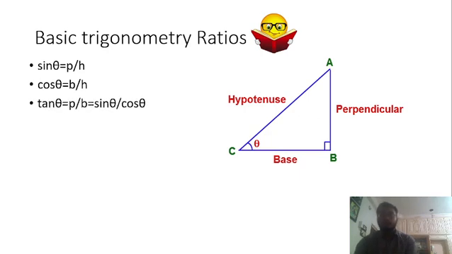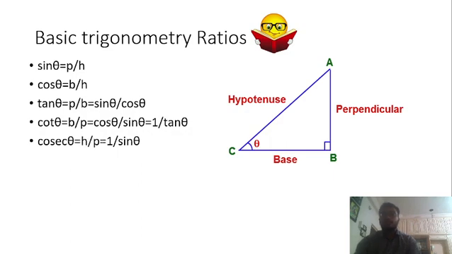Now tan theta is perpendicular upon base, so we can write it as sine theta upon cos theta. We need not remember the formula perpendicular upon base, we just need to remember sine theta upon cos theta. Now cot theta is basically base upon perpendicular, which is equal to cos theta upon sin theta, which is inverse of tan theta. So we just need to remember cot theta as inverse of tan theta.